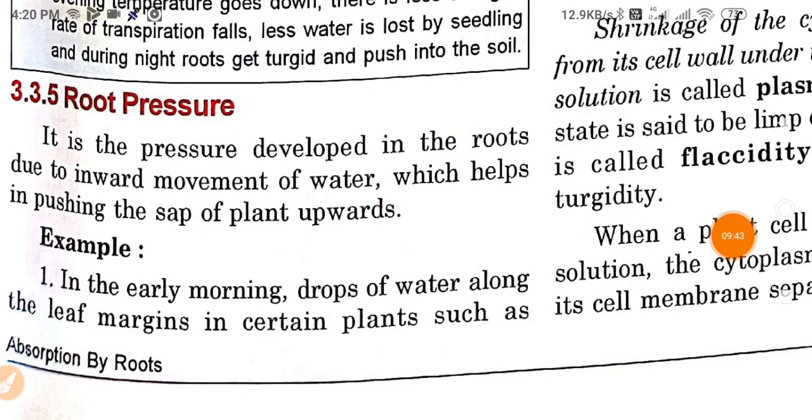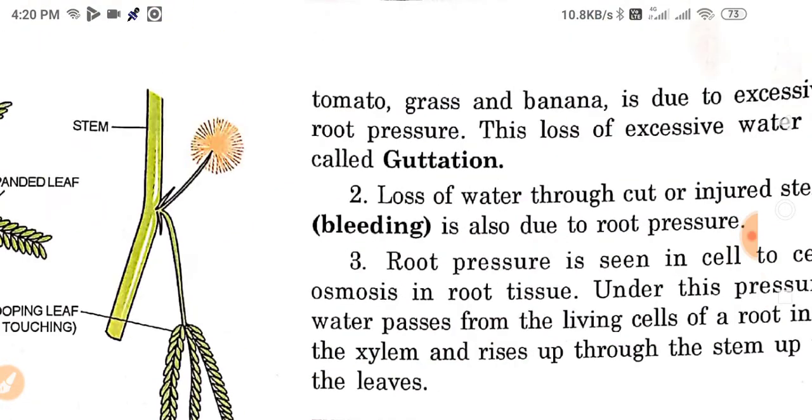You can see in the early mornings in certain plants such as tomato, banana, and some grasses, some water on the leaves, because of the excessive root pressure. This loss of excessive water is called guttation. You already gave the answers to some questions. And loss of water through the cut stem, or bleeding, is also due to root pressure. So bleeding is also due to root pressure.